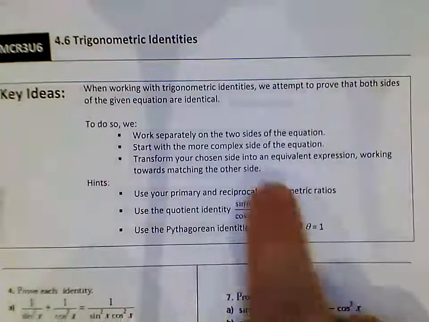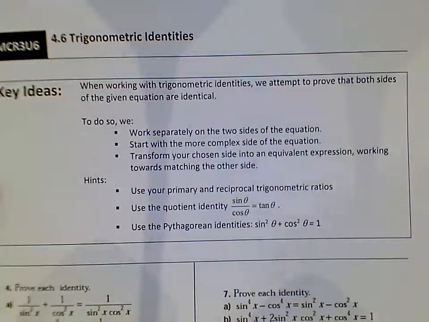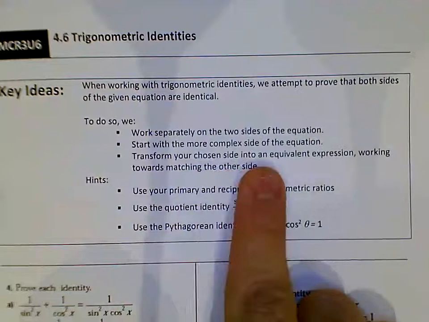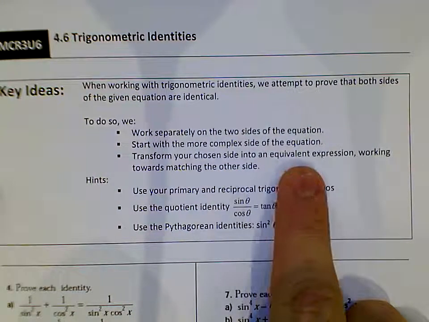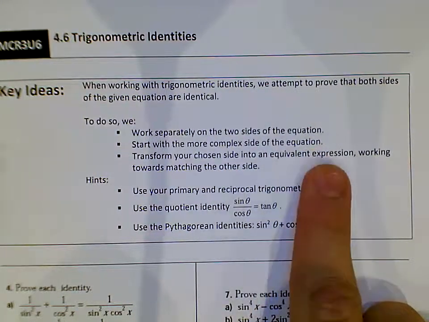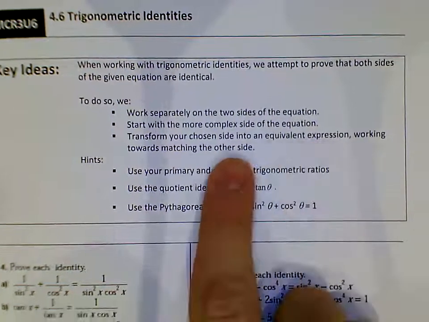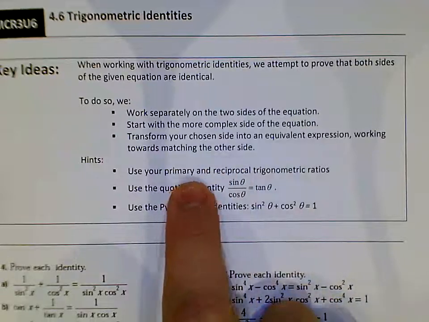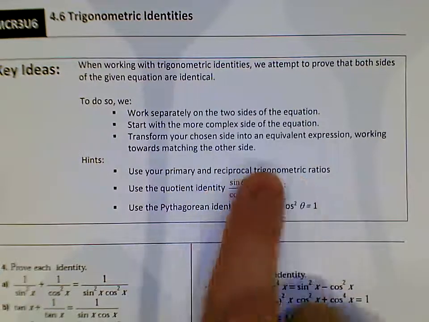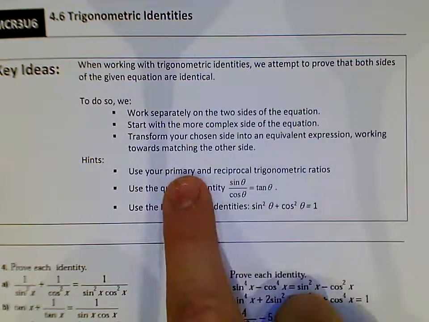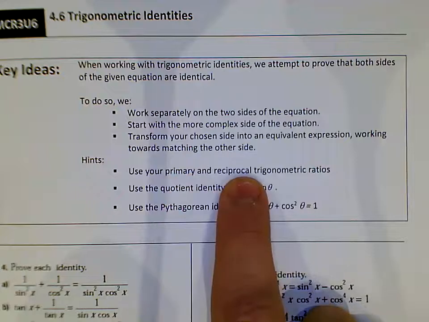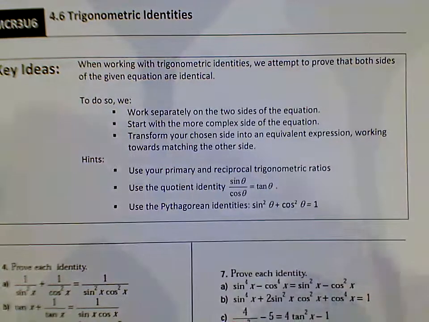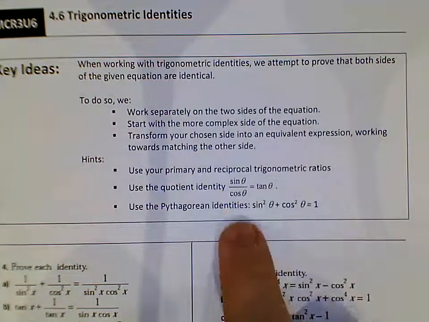Always, always, always, you want to pick the more complicated side to start with. And you want to transform your chosen side into an equivalent expression. So basically, you want to make the left side and right side match up. So you can use your primary and reciprocal trig ratios. Remember, primary trig ratios are sine, cos, tan. Reciprocal trig ratios are cosecant, secant, and tangent.